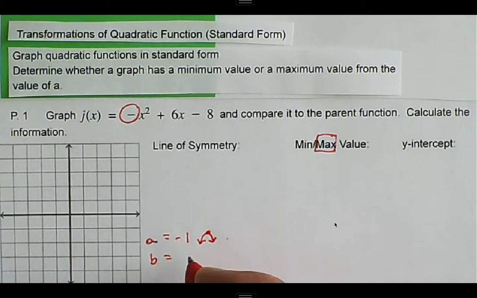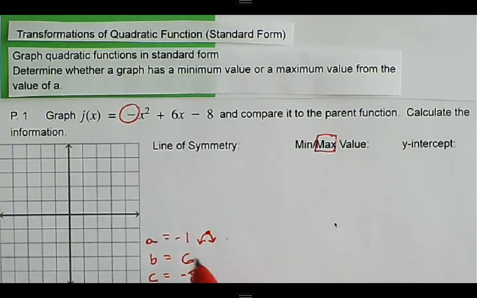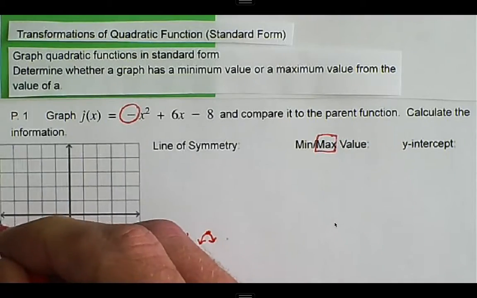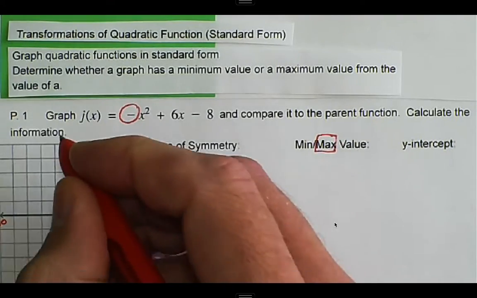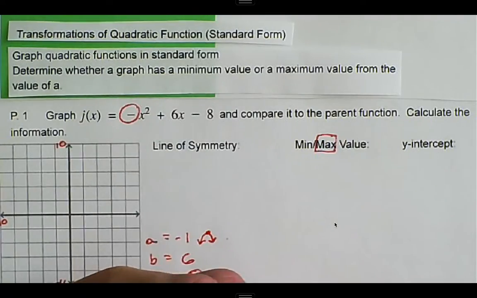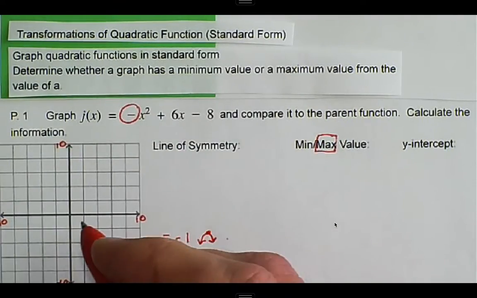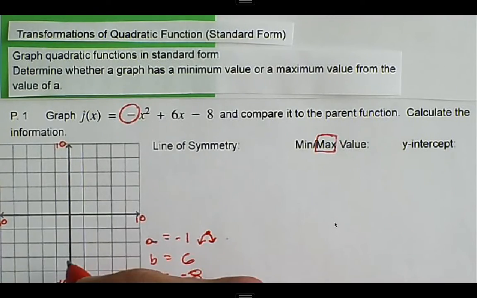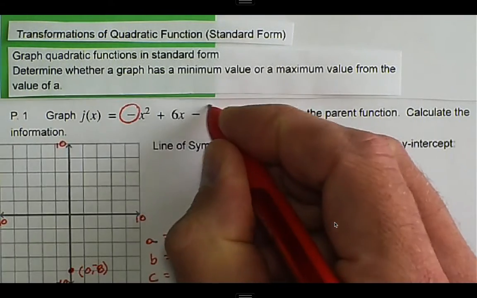Next, my b value is going to be 6, and the c value is going to be -8. The nice thing about the c value being -8 is that it tells me that my graph is going to cross at -8. So when I go to make my graph, I know I'm going to have to count by 2. I'll make this one -10, and this one +10, -10, and +10. So I know that my coordinate is going to be (0, -8), which is right here. So I already know my y-intercept based off of this equation right here.